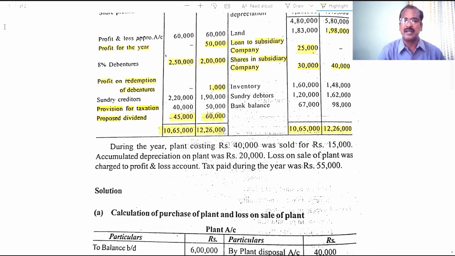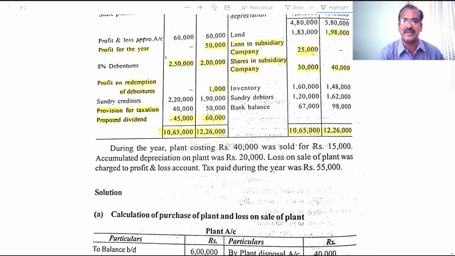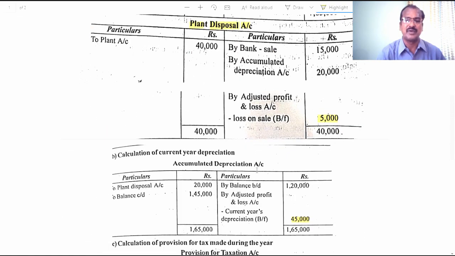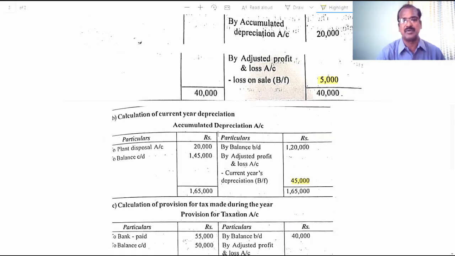Tax paid during the year was 55,000, and therefore definitely, as I suggested, we need to open a ledger account for provision for taxation. Let's get into the ledger accounts one by one. We will first go through the accumulated depreciation account. That's an account you need to normally open if you find accumulated depreciation in a problem. This being a credit balance, opening is written on the credit side, closing is written on the debit side.